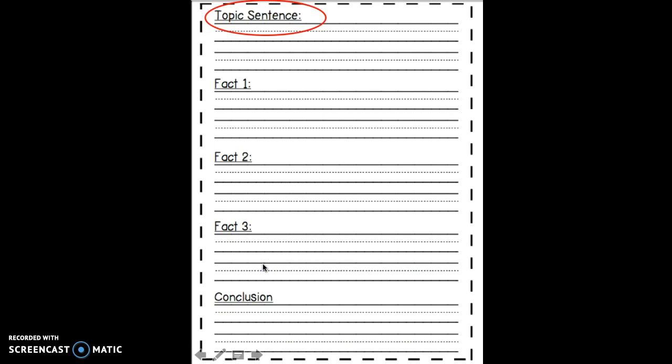You might be wondering, what's a topic sentence? A topic sentence tells your audience what the whole writing is about. Are you ready for my topic sentence? Remember, I'm writing about the beach because that was my favorite place in the book.